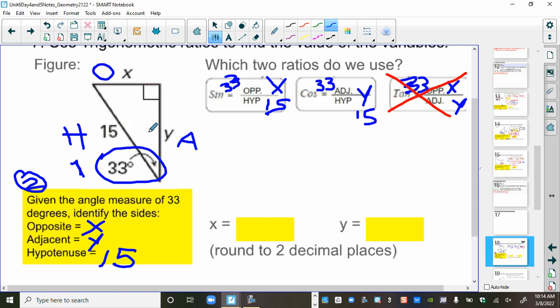So I want everybody to take a minute to look at how we are labeling this triangle. Again, identify your angle first. Then identify your hypotenuse, opposite, and adjacent side. But again, it all depends on the angle you're given. Don't use the right angle. Use the angle given to you. Then you do your substitution.